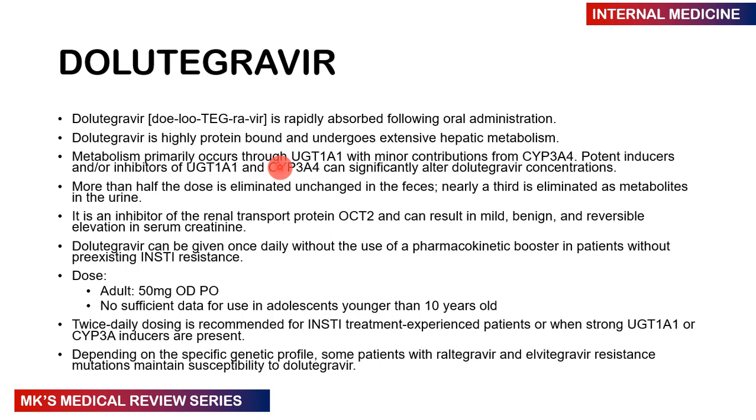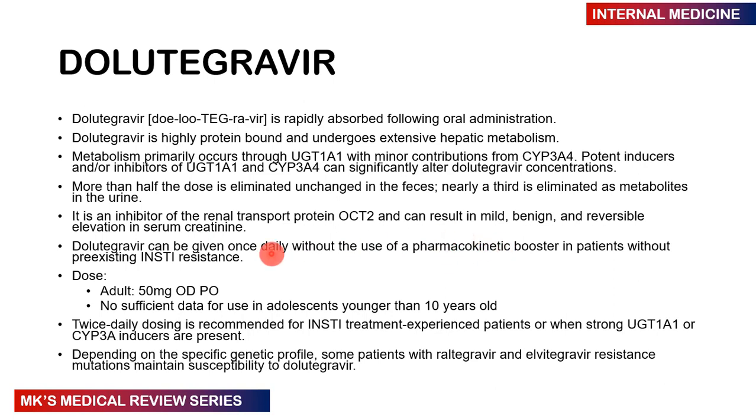unlike with raltegravir. Now more than half of the dose is eliminated unchanged in feces, and nearly a third is eliminated as metabolites in the urine. And then of course it is an inhibitor of the renal transport protein, OCT2, which can result in mild, benign, and reversible elevation of serum creatinine. So dolutegravir can be given once daily without the use of pharmacokinetic boosters in patients without pre-existing integrase inhibitor resistance.